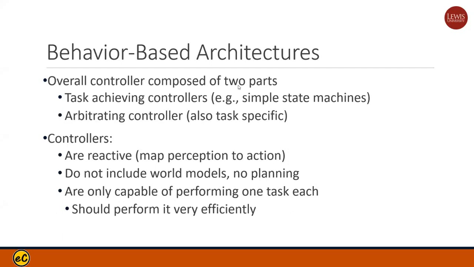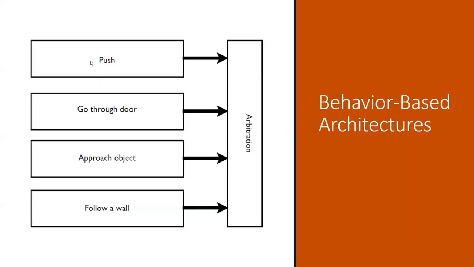Next one is the behavior-based architecture. This one treats the whole system like object-oriented programming. So you may have push, go through the door, approach object, and follow a wall. Four different methods for the robot. You do one of them based on arbitration. But during the computation, those four algorithms keep running by themselves. So we call it a behavior-based architecture.